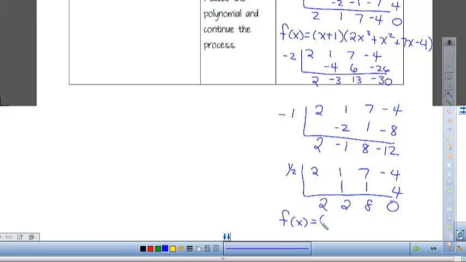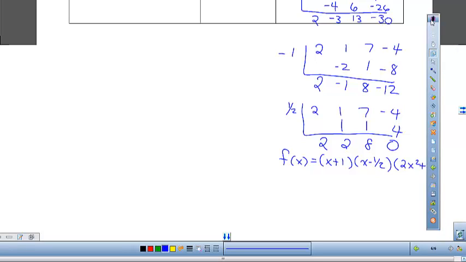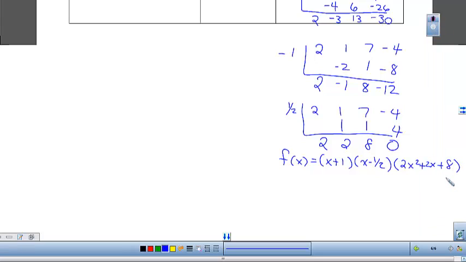equals, we already had x plus 1. Okay, and now we can write this as x minus 1/2, and we're left with what? 2x squared plus 2x plus 8. Okay, 2x squared plus 2x plus 8. And hopefully at that point we can factor. Okay. I know you never thought you'd be very glad to factor, but we'll be glad to factor when we get there. Okay, we can certainly factor out a 2. We're left with x squared plus x plus 4.